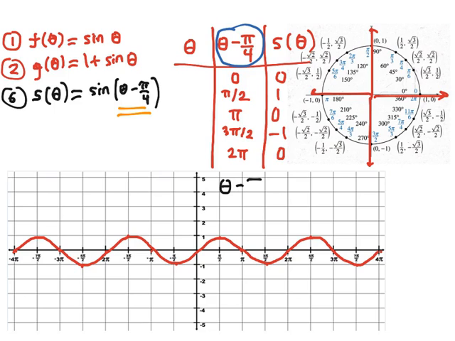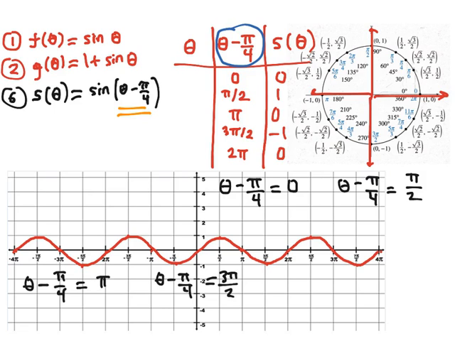All you do is you take theta minus pi over 4 and set that equal to 0 and solve for theta. Take theta minus pi over 4, set that equal to pi over 2 and solve for theta. Take theta minus pi over 4, set that equal to pi and solve for theta. Take theta minus pi over 4, set that equal to 3 pi over 2 and solve for theta. Take theta minus pi over 4, set that equal to 2 pi and solve for theta.